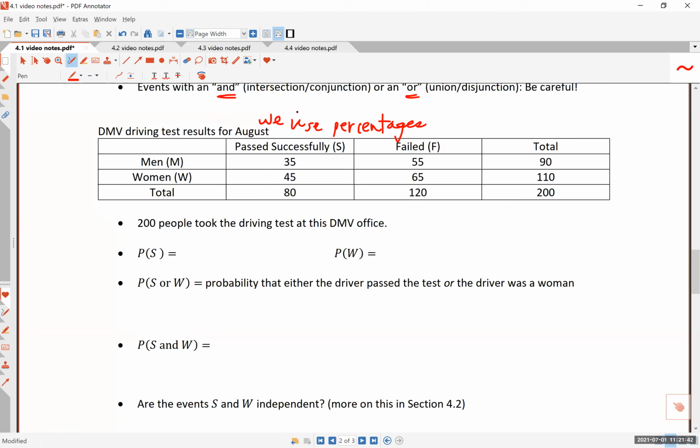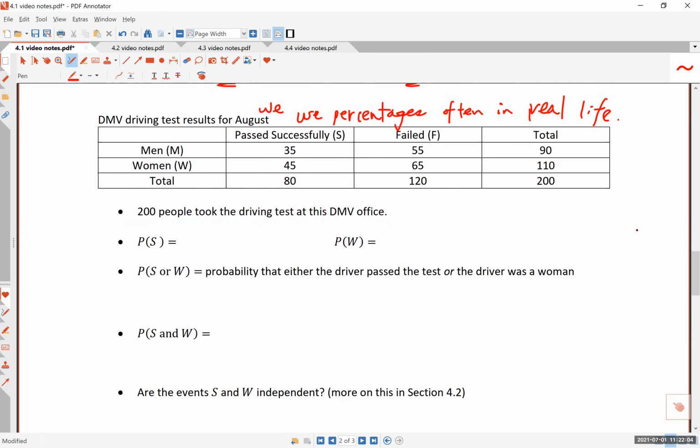We use percentages often in real life. And here's a situation. This is the kind of thing that people study when they suspect social injustice or discrimination, an equity gap, or disproportionate impact and so on. All right, so let's take a look at this.